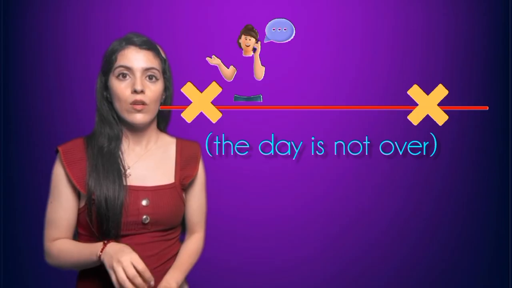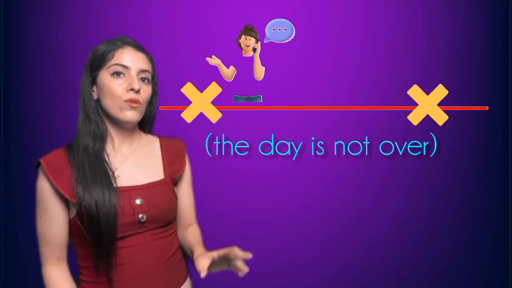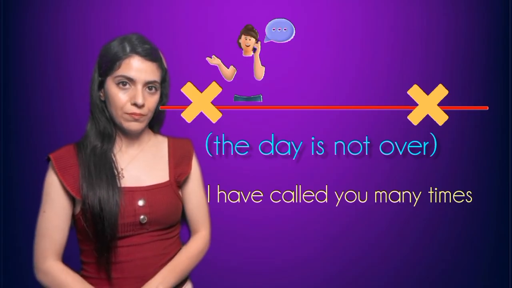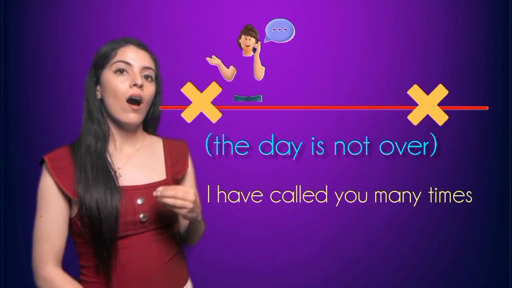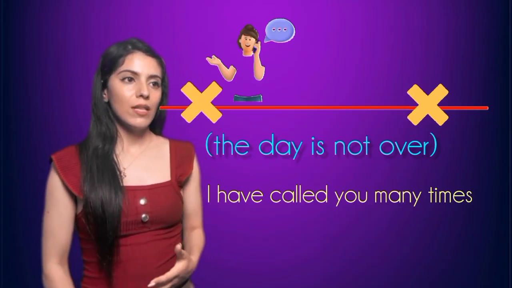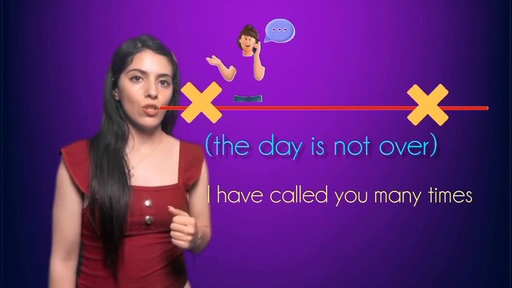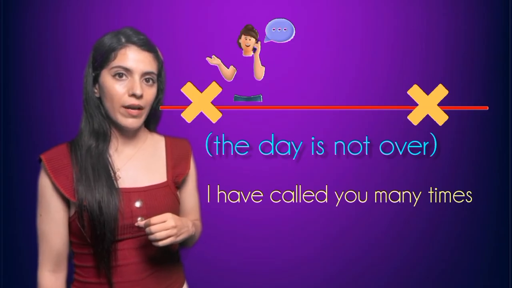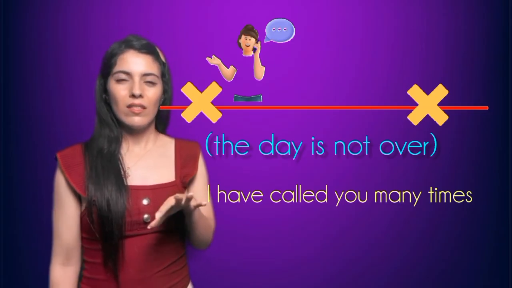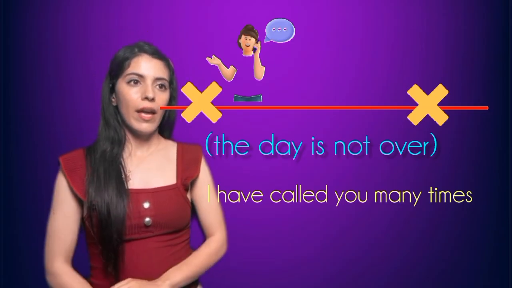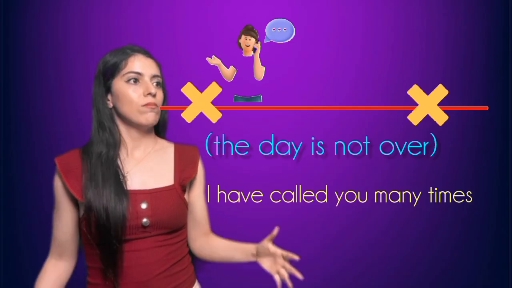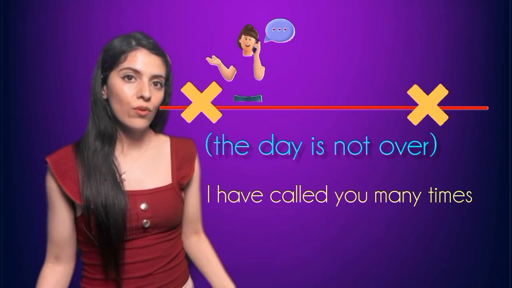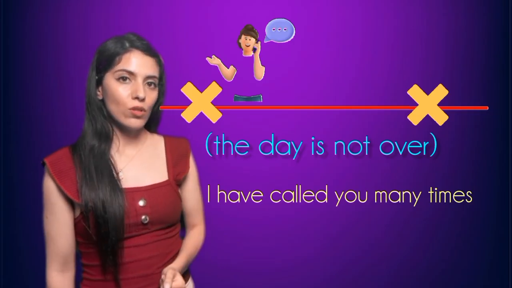So, for example, if you look at my first example, I said, I have called you many times, right? It means that I called you in the past and it still has a result. It means that today is not over and I've called you maybe once, maybe twice, maybe 10 times. The day is not over, so I say, I have called you.